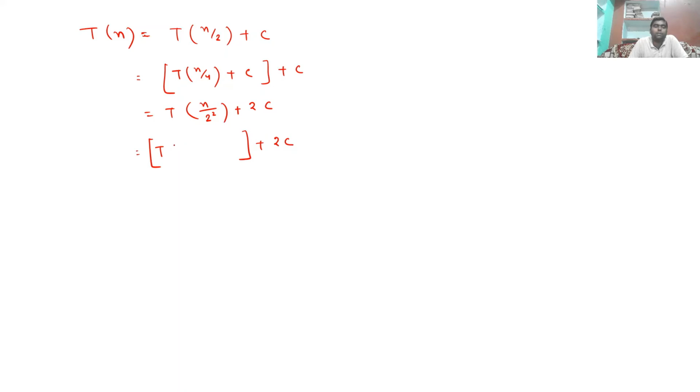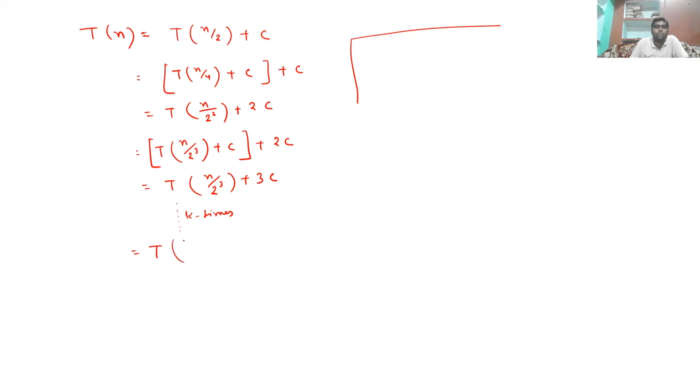So T(n/4), if you substitute in place of n, n/2 divided by 4, this will be n/2 raised to the power 3, which is n/8, plus c. So this will give you T(n/2^3) + 3c. This way you will approach, and let us assume k times. Okay, so I am solving here what I am writing.